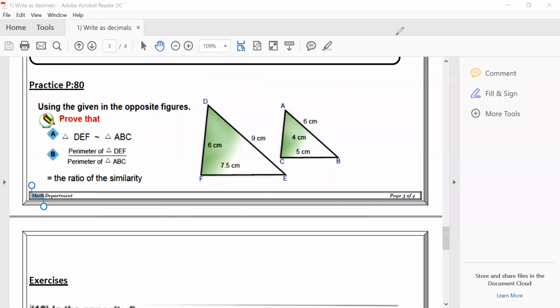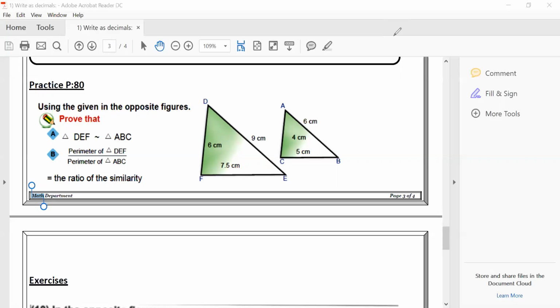Using the given in the opposite figure, prove that DEF is similar to ABC. As you see, there is nothing in common in the angles. The angles here are not given, and there is no parallel between them, and no common angle, nothing. So you cannot prove it by the previous exercise by angles, because there are no angles given. But you have the 6 sides. Here to prove by sides, I must write them side by side, because I must prove that each 2 proportional sides have the same constant.